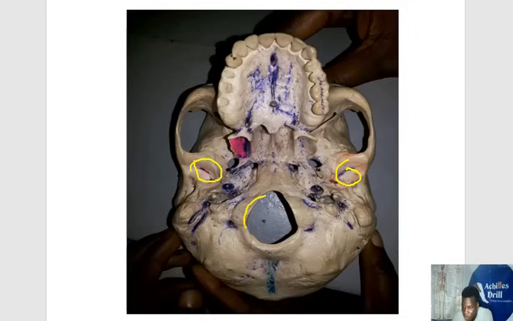Okay, and of course, what foramen is this? Foramen magnum. Lateral to it are the occipital condyles. Now, on this occipital condyle, there is a foramen close to it as well. That foramen is the hypoglossal canal. It's not too defined here.